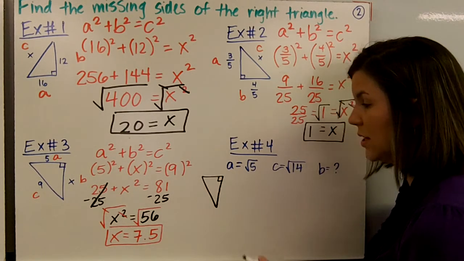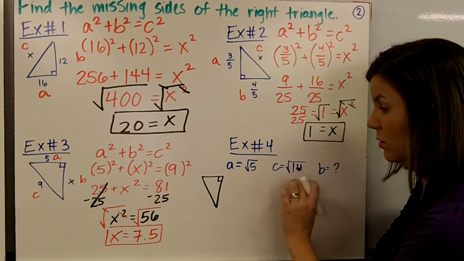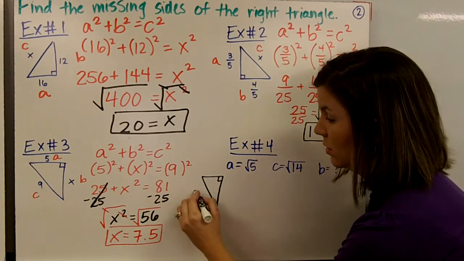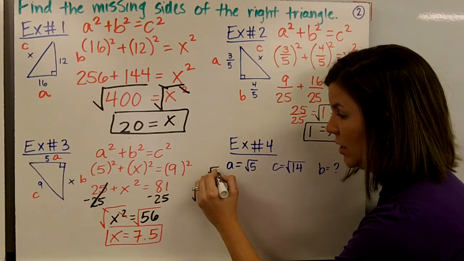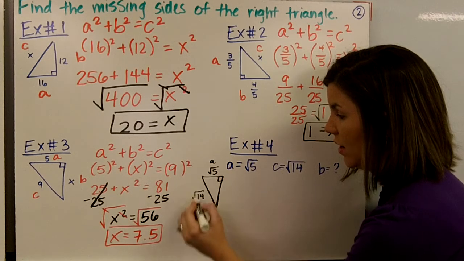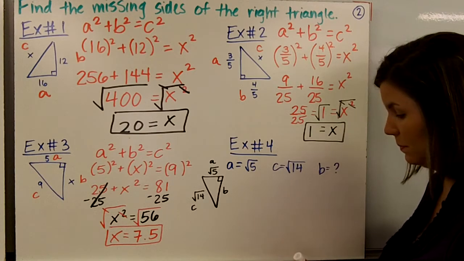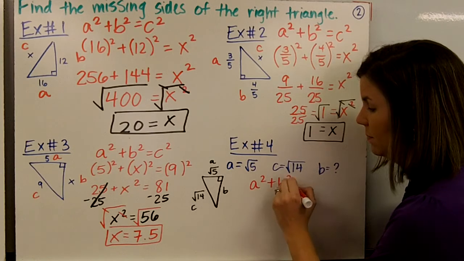So here is the right angle and C is always the longest side. So the square root of 14. A I'm going to call here, square root of 5, there's A, there's C, and I want to find B. So I'm going to use A squared plus B squared equals C squared again.